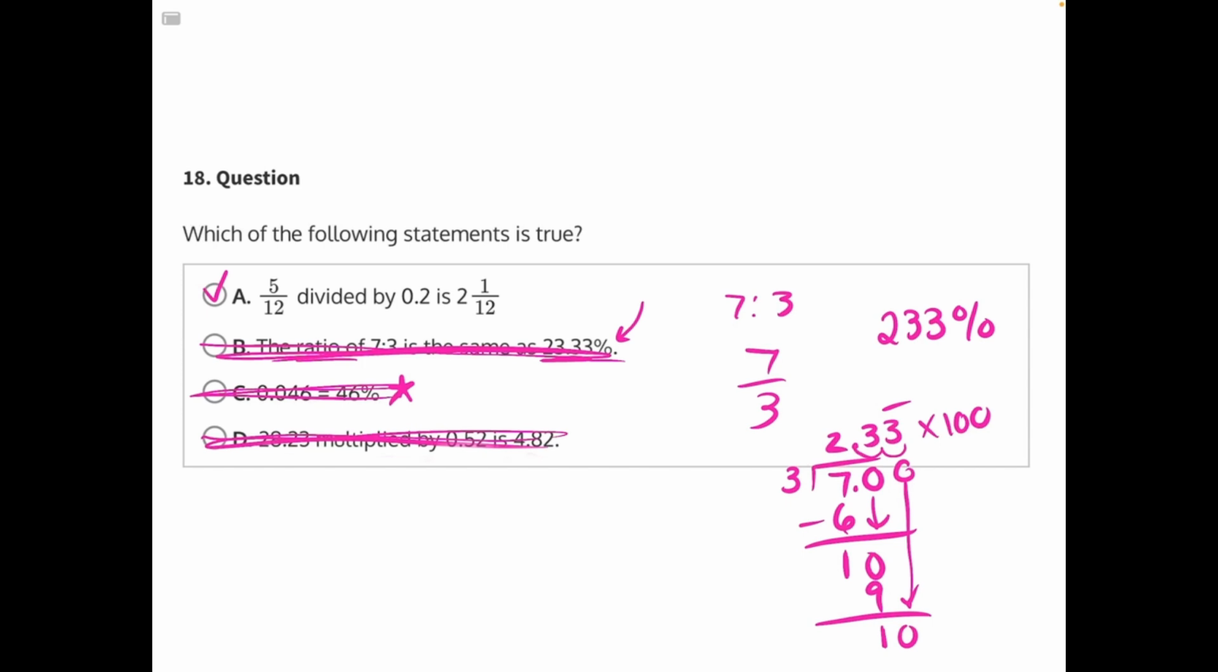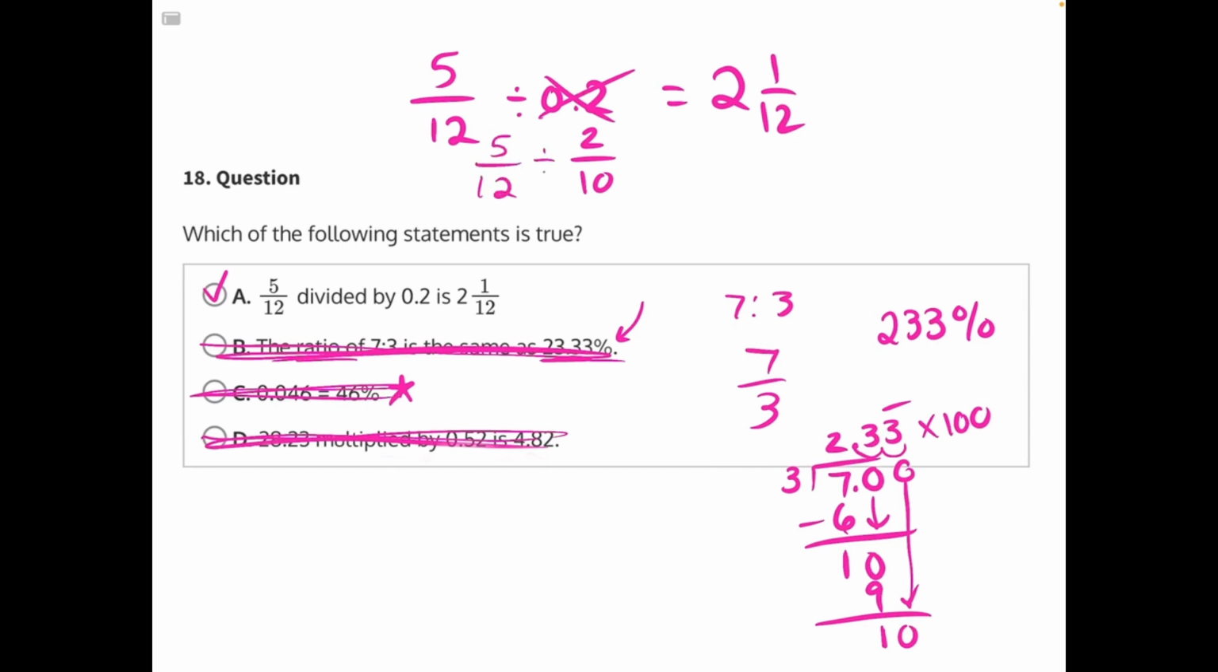A says 5 over 12 divided by 0.2 is the same thing as 2 and 1/12. Let's convert 0.2 into a fraction. 2 is in the tenths place, meaning 0.2 is the same thing as 2 tenths. From here, when you are dividing two fractions, you need to do something called multiplying by the reciprocal. Reciprocal just meaning the flip of the fraction. So the reciprocal of 2 over 10 is 10 over 2. You just flip the fraction.